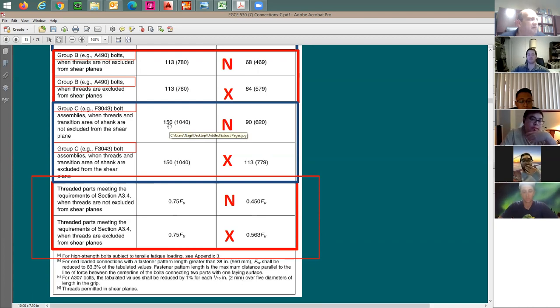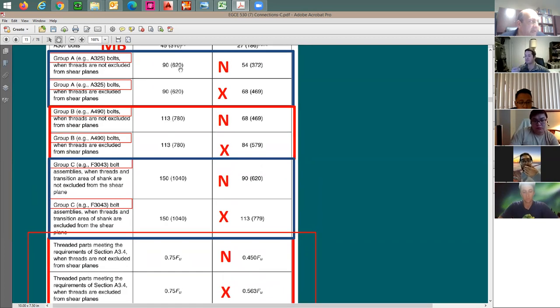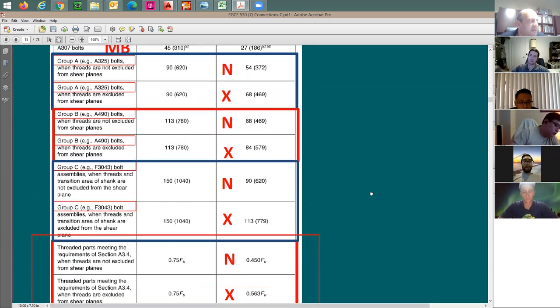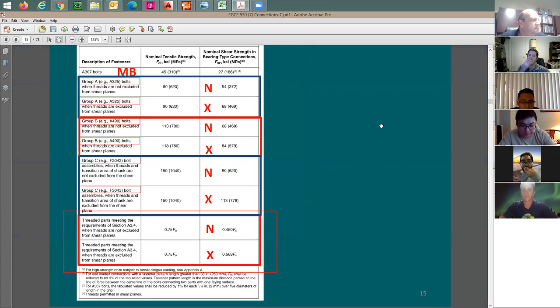So if you go back to the table that has the ASTM and the parameters for it, F sub U and F sub Y, of course, for bolts you don't have F sub Y, but generally speaking, the table includes F sub Y and F sub U. If you go there and look for, let's say, Group A for the A325, you're going to see here that the ultimate strength is going to be equal to 90 divided by 0.75. It's going to be over 100. Same thing for the shear, the 0.45 and 0.563 F sub U.